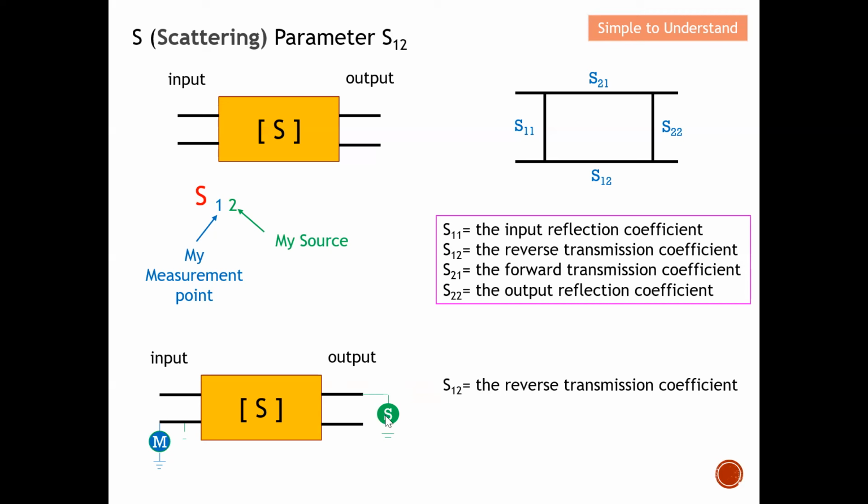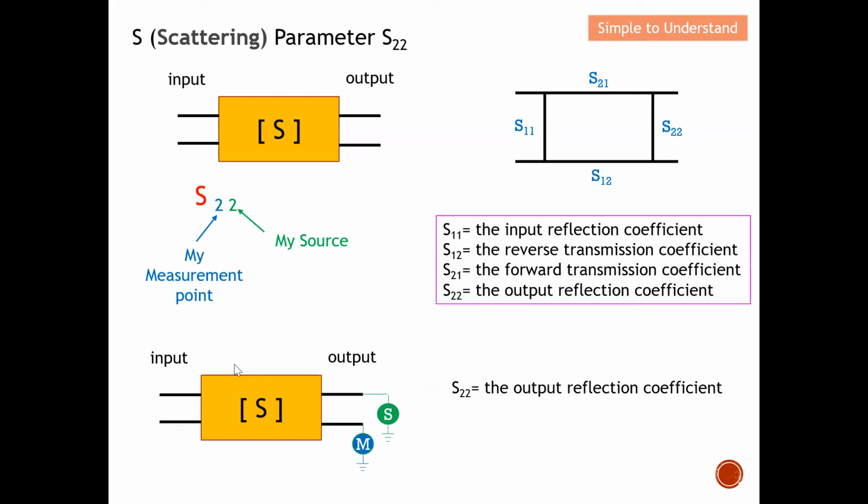Therefore, this S12 is called the reverse transmission coefficient with respect to input. I'm going to see what the reverse transmission coefficient is, if I take reference to the input. So this is what is called S12, and how S12 obtains its name, as I imply: the source is now applied at the output and the measurement is done at the input. I basically see the reverse transmission coefficient, which means it's the opposite direction of the forward transmission coefficient.